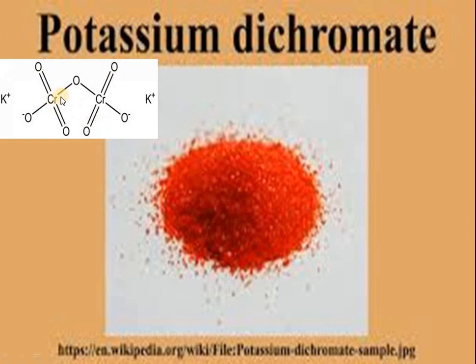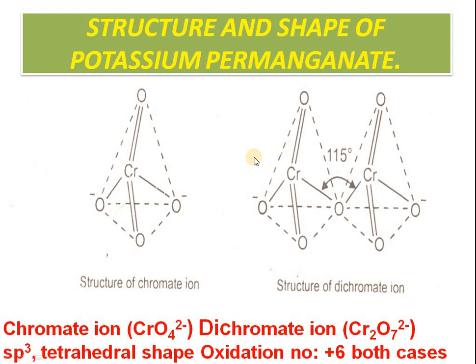Chromium is forming 2, 4, 5, 6 bonds. So these things we have to keep in mind while drawing the structures. And if you see chromate and dichromate, what is the difference? Chromate is K2CrO4 and dichromate is K2Cr2O7 2 negative.